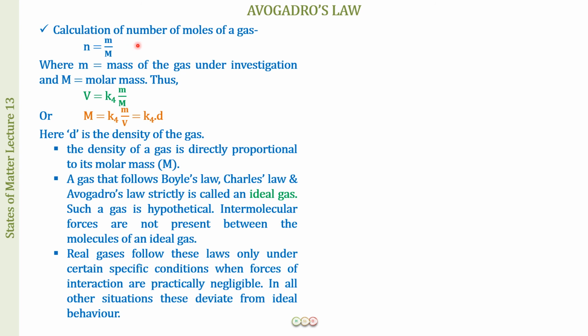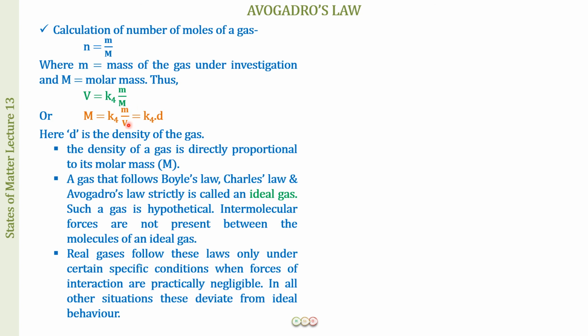Fine. Now, another thing is that we know V equals K4 into n, and when we replace n by small m by capital M, we get V equals K4 m by M. Now we can take the molar mass to the other side, and we get M equals K4 m by V, and the mass of the gas divided by the volume of the gas is called the density.